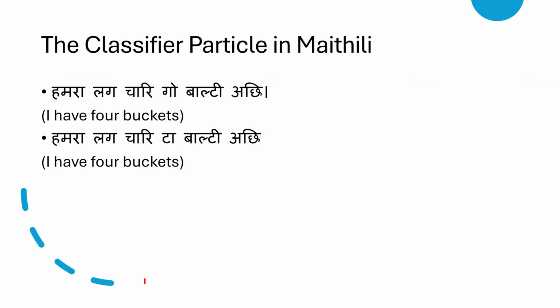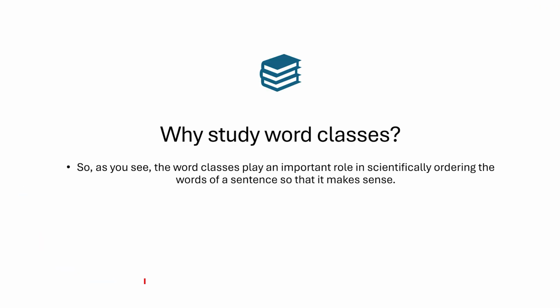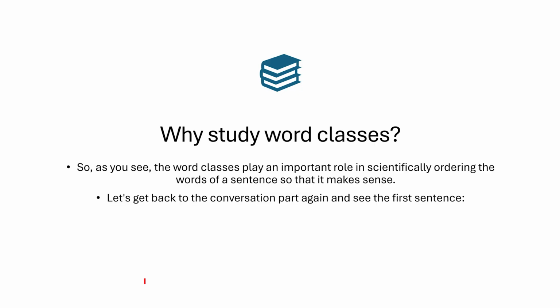In these two sentences, Hamra lag chai go balti ach, I have 4 buckets, and Hamra lag chai ta balti ach, I have 4 buckets. Why do we study word classes? As you see, the word classes play an important role in scientifically ordering the words of a sentence so that it makes sense.